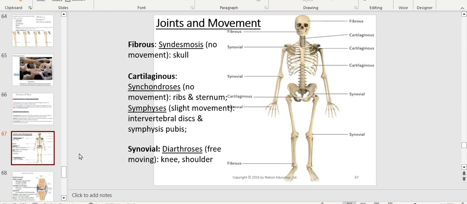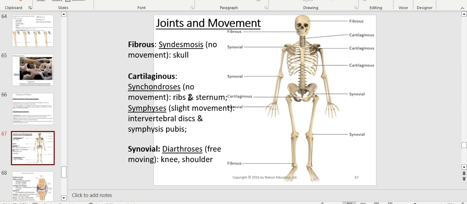Joints and movement. Some of these slides you will have seen; we introduced joints and movement last week. We're going to go back to these. Three kinds of joints. We're talking fibrous, also called syndesmosis. No movement. This is in the skull. Remember those flat bones? They come together to make those sutures. Those are called fibrous joints, immovable.